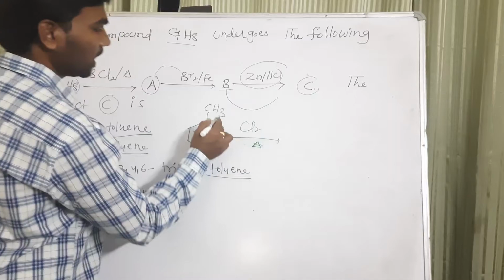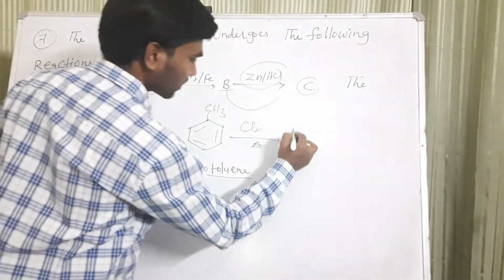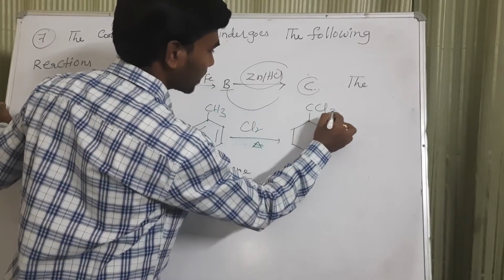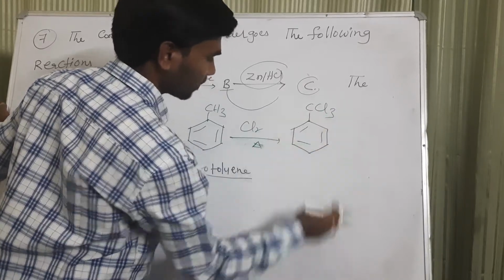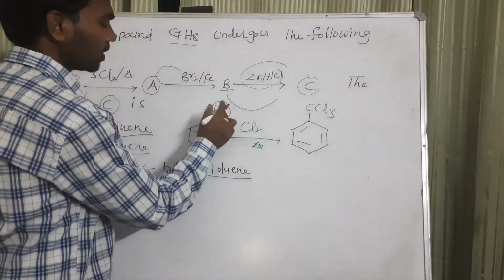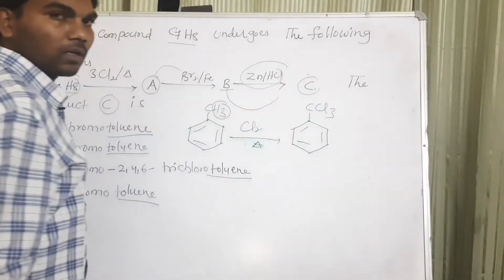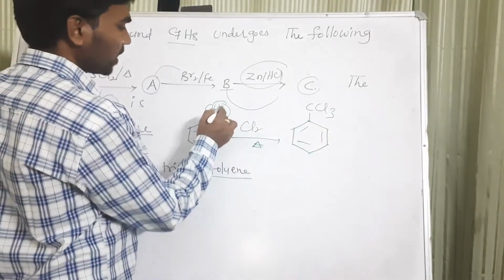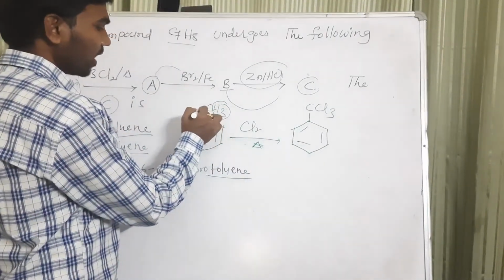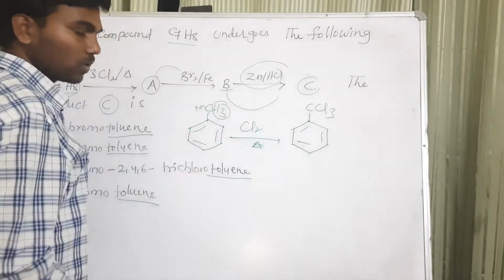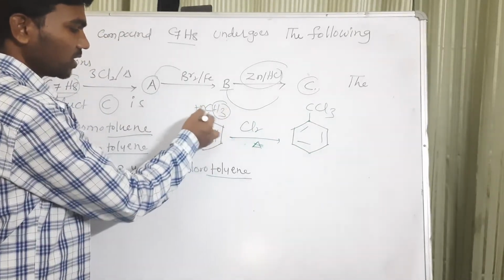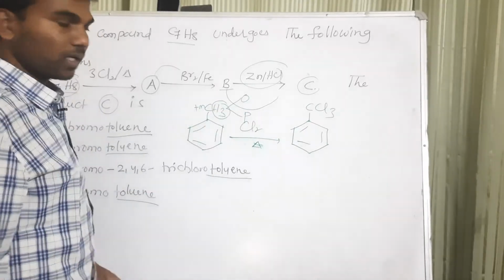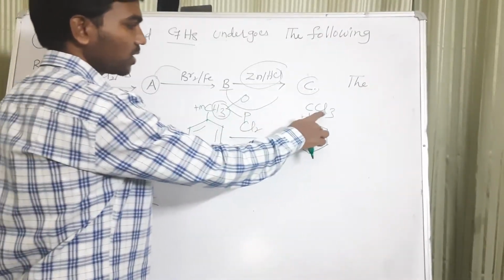then side chain halogenation will take place. So CCl3 will form. Instead of these hydrogens, these hydrogens will be replaced by chlorines. When this methyl group is there, it acts as an electron donating group, plus M group. When a plus M group is present on this benzene ring, it acts as an ortho para directing group. But these three hydrogens are replaced by chlorine.